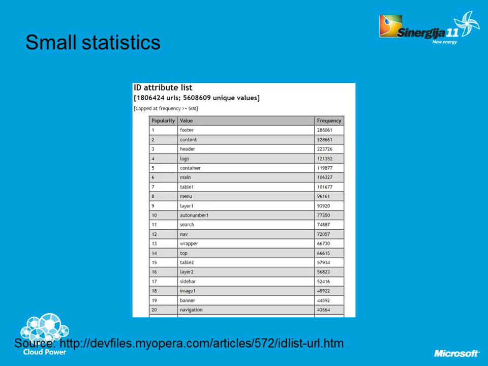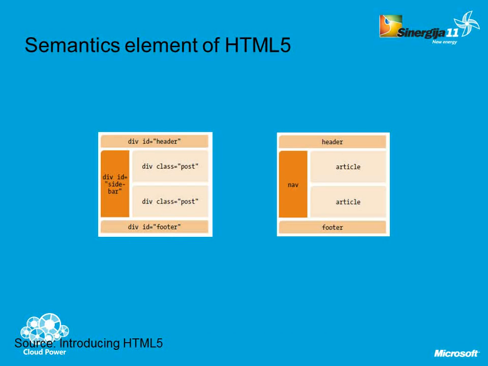It's an export from Photoshop. And table 1 is probably for the most used HTML editor in the world. Okay, so based on those statistics, in HTML5 we have new semantic elements.